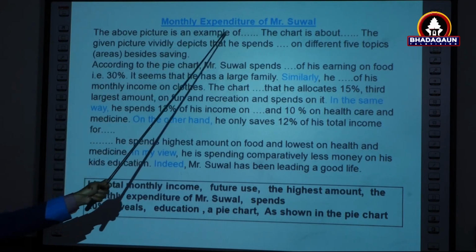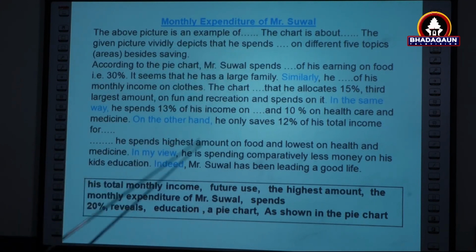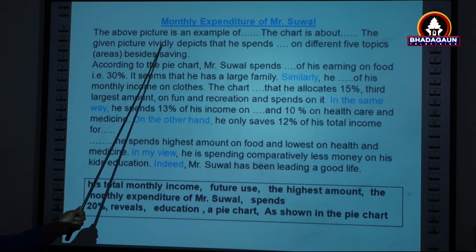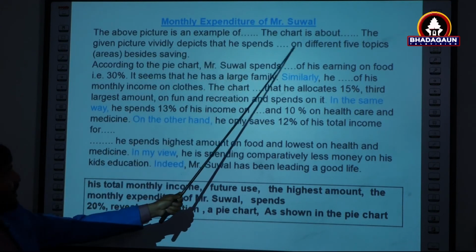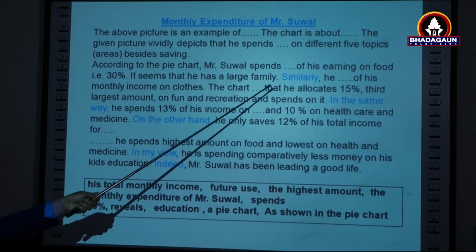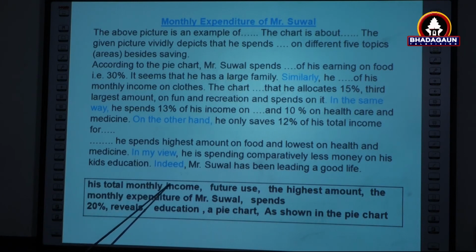The above picture is an example of a blank. Now let's see, the chart is about a blank. The given picture vividly, meaning clearly, depicts that he spends a blank on the other five different topics besides saving. The answer is given here. So now you have to fill those blank spaces wherever they correctly fit. His total monthly income is there, future use, the highest amount, the monthly expenditure of Mr. Sual, spends 20%, reveals, education, a pie chart, as shown in the pie chart. So these are the words you have to fill in those blank spaces.